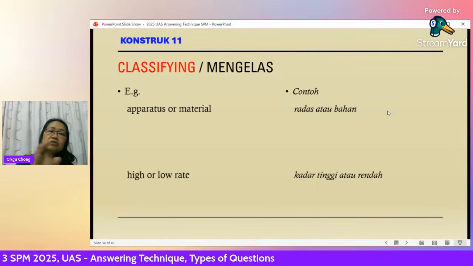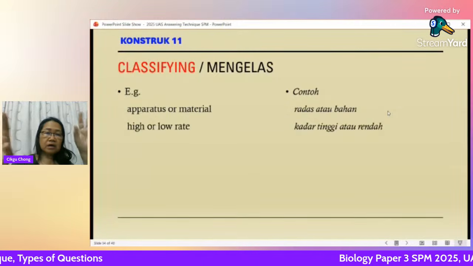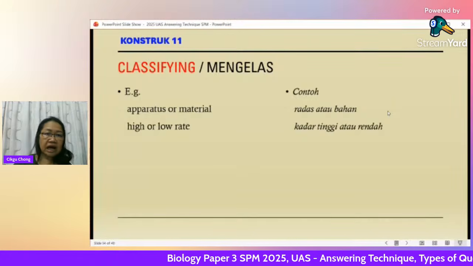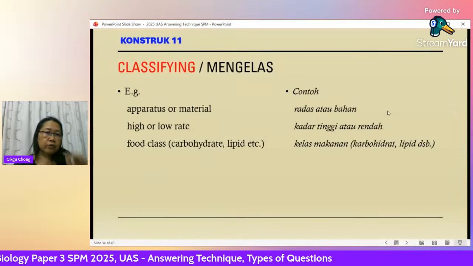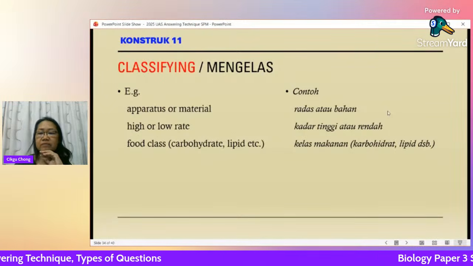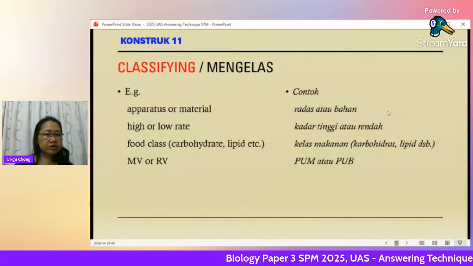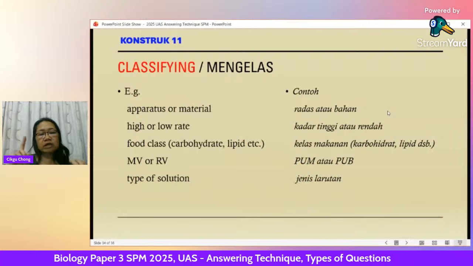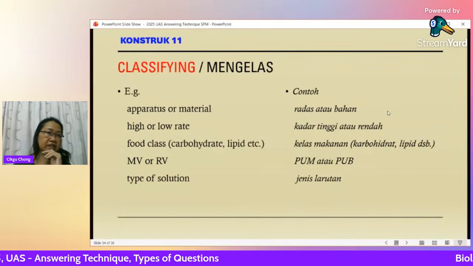Maybe they give you a few things and ask you to classify, either high rate or low rate. They give you a scenario, and in certain cases you classify this one as high or low. Then maybe food classes, they give you a few examples of food. Which one is classified under carbohydrate? Which one is lipid? Which one is protein? Then MV or RV, they ask you which one is MV, which one is RV. Or types of solution like isotonic, hypertonic, hypotonic. So this is one of the easiest questions actually.